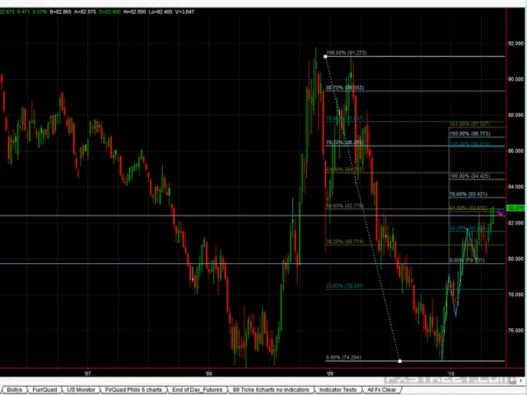Where is it likely to go? Well, let's just link together various aspects of analysis. First of all, I've got an expectation that we're probably going to see 100% here, up around this 84.42 region. That would be 100% of wave 1. It links up with my Elliott Wave analysis.